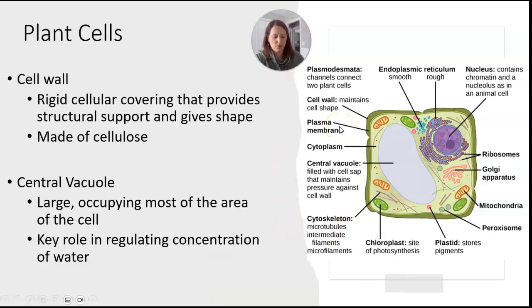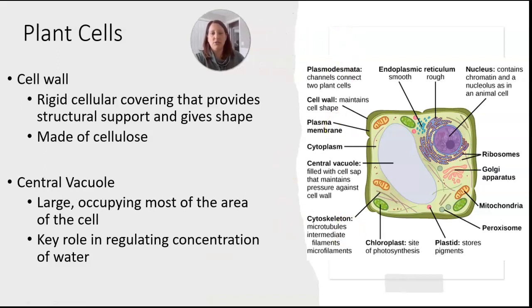Okay, so just three structures left. So let's talk about what we find in plants. So again, in animals, we found the centrosome and centrioles, and we found the lysosome. We don't find those in plant cells. In plant cells now, we're going to talk about the cell wall, the central vacuole, and chloroplasts.